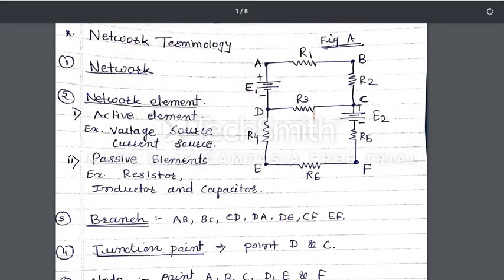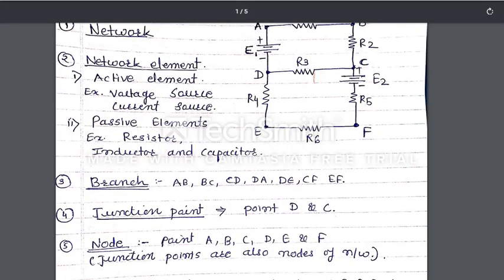Next is the node. A node is a point at which two or more elements are joined together. So we can say here the junction points are also known as the nodes of the network. In this network A, B, C, D, E, F, those points are the nodes of the network.